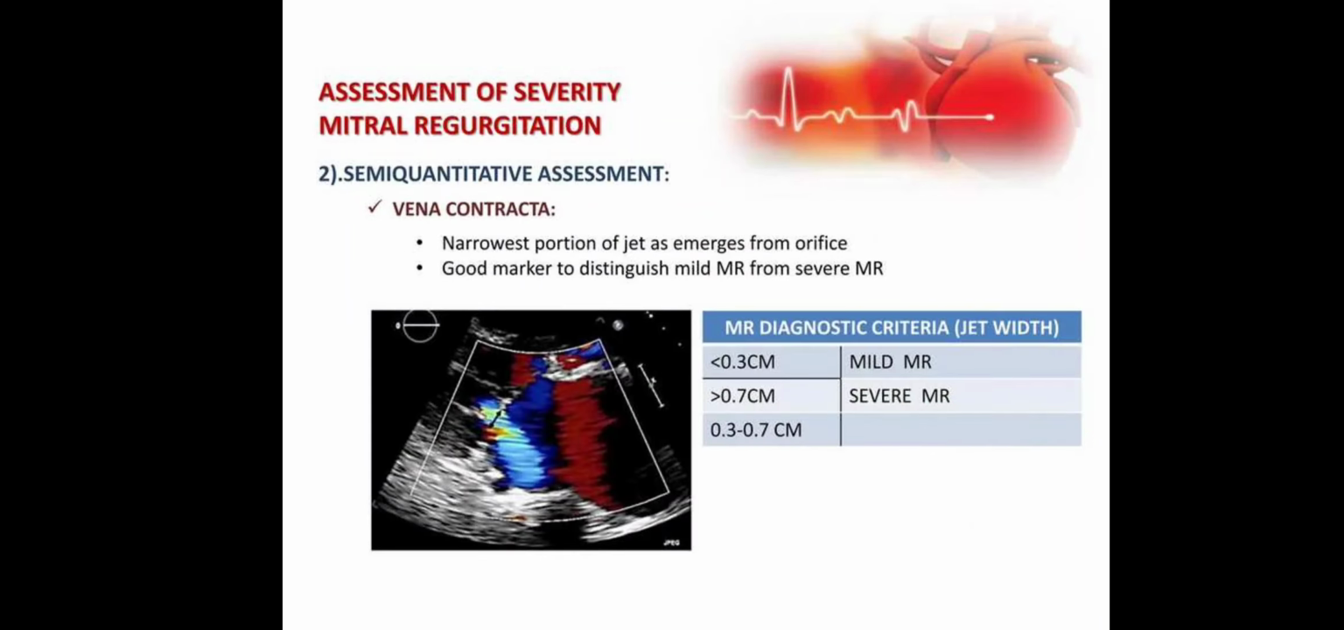Okay. Then next is vena contracta, the narrowest portion of the jet as it emerges from the orifice. It is a good marker to distinguish mild MR from severe MR. Then jet width. MR diagnostic criteria: jet width less than 0.3 centimeter is mild MR, greater than 0.7 centimeter is severe MR, 0.3 to 0.7 centimeter is moderate.